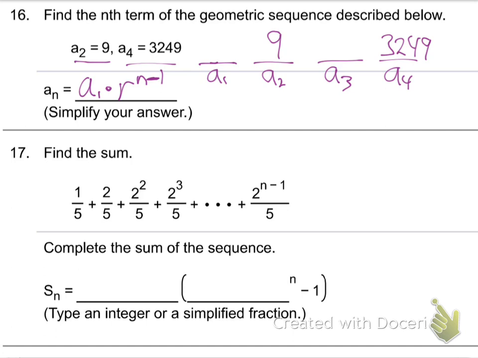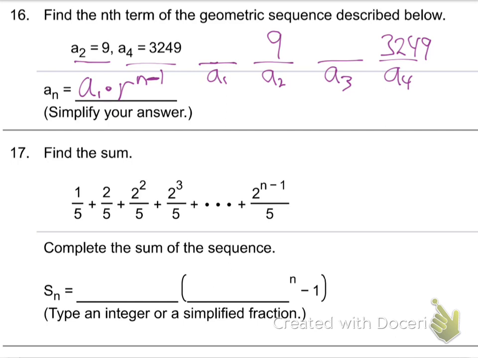So how can we do it? How can we find A1 and R? Give you a second. Take A4 divided by A2? No. Any term over the immediate preceding term would be R. You have to have the third term over the second term. Any ideas on R? It would be good to find R first.